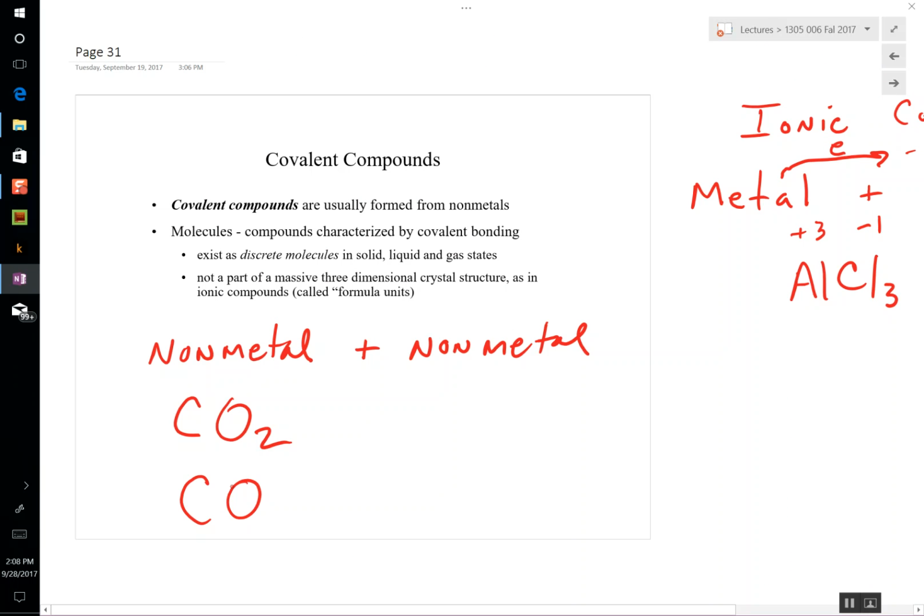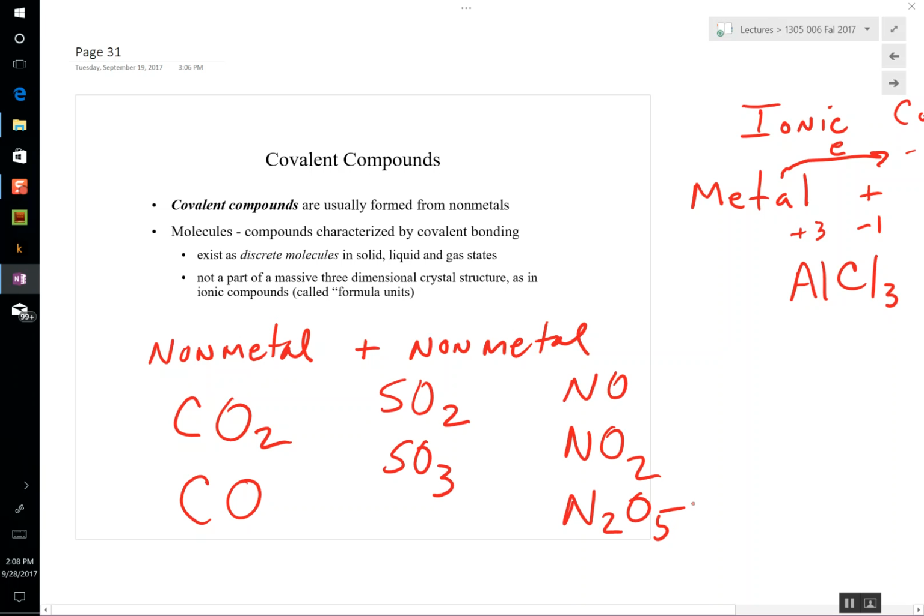So right away, we can't just call it carbon oxide. Well, there's a bunch of carbon oxides. There are a bunch of sulfur oxides. There are probably more nitrogen oxides. So we can't just call them nitrogen oxide, sulfur oxide, carbon oxide. We've got to go to a different way of naming these variety of things that can form when a nonmetal reacts with a nonmetal.